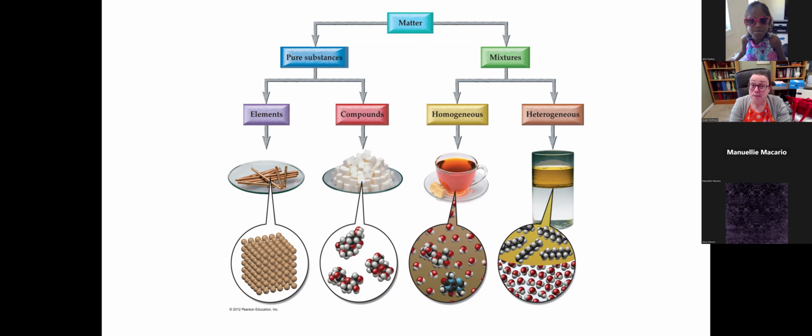And that's what gives sugar its properties. That's what makes it sweet, is the way that it's put together with the particular atoms in the particular shape. Okay? But that's still a pure substance. It's still considered a pure substance because within that sugar, every single one of those molecules is identical.